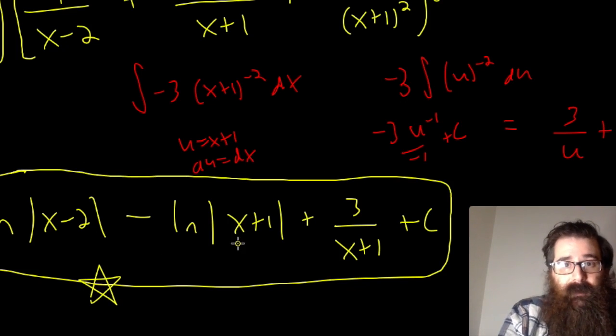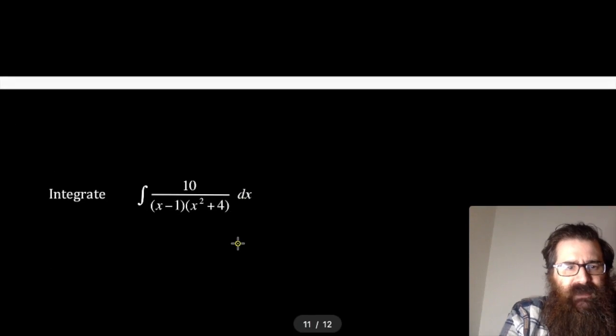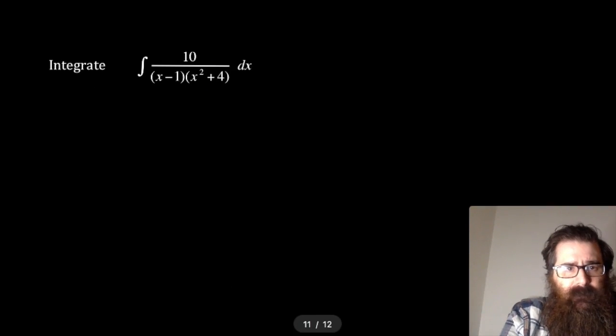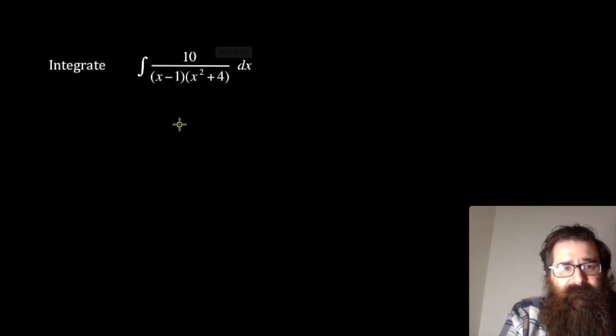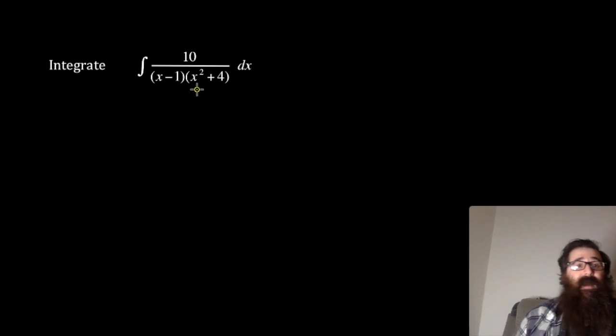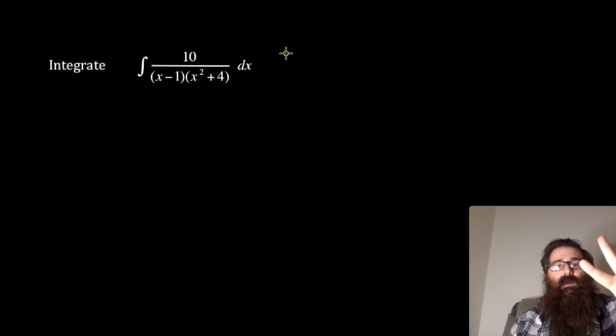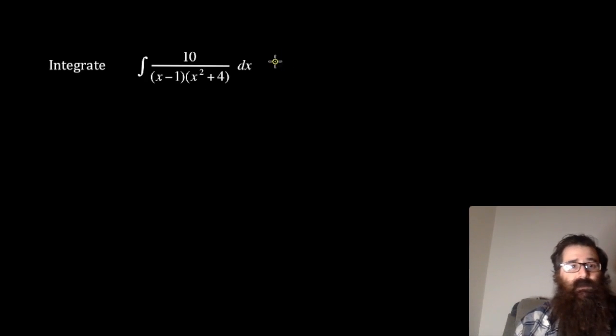Still, though, not so bad. I think we got some time for one more. What do you say? PFD, partial fraction decomposition. Here we have 10 over x minus 1, and then x squared plus 4. Now this is fully factored. I can't factor it anymore, and this is going to be a case 3 partial fraction decomposition.